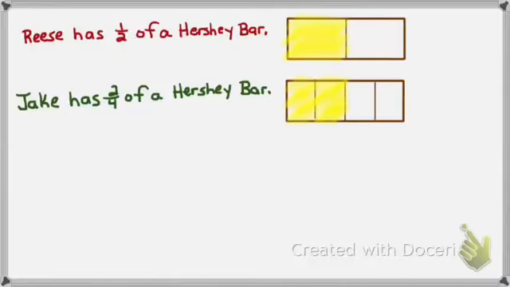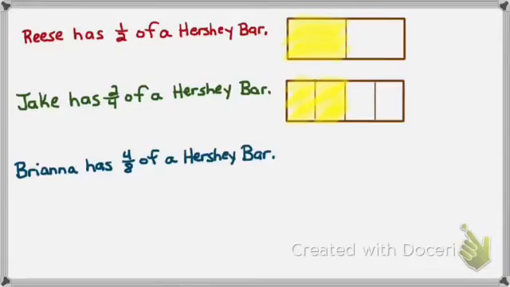It seems like Jake would have more chocolate because Reese only has 1 piece and Jake has 2 pieces. But really, they have the same value or the same amount of chocolate. The only difference is Reese has 1 bigger piece and Jake has 2 smaller pieces. But look at what's shaded. It's the exact same amount of Hershey bar. So really 1/2 is equivalent to 2/4 because it's worth the same amount.